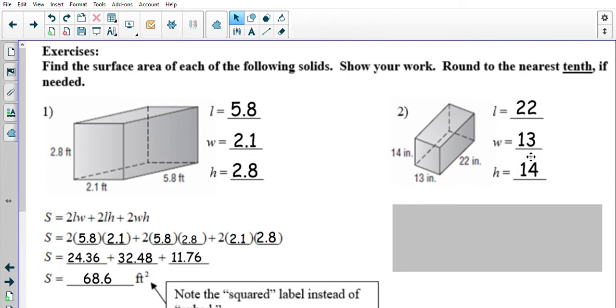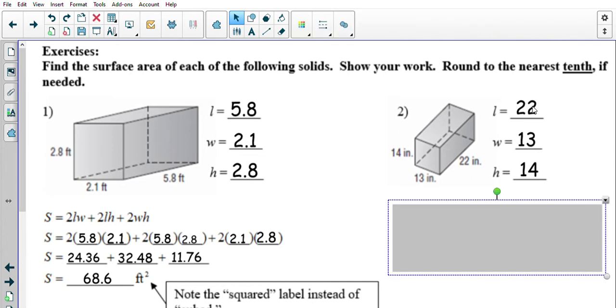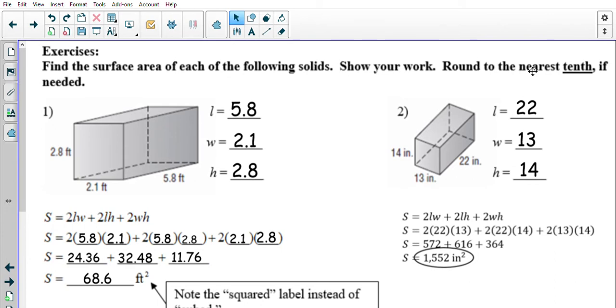All right, so for number 2, I identified your length is 22, width is 13, and height is 14. Again, it doesn't matter which one is which. When I go to do my work, I'll have 2 times 22 times 13, which is 572, 2 times 22 times 14, which is 616, and 2 times 13 times 14, which is 364. Add those products together to get a total surface area of 1,552 inches squared.